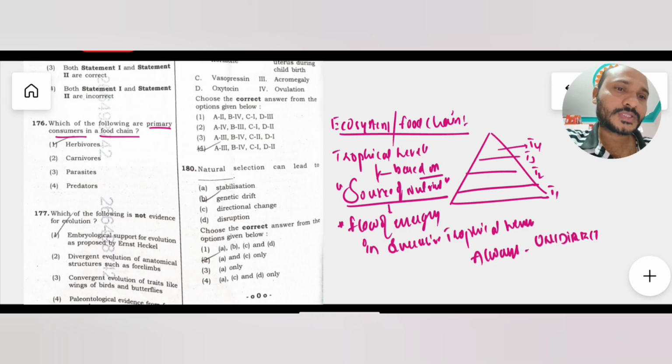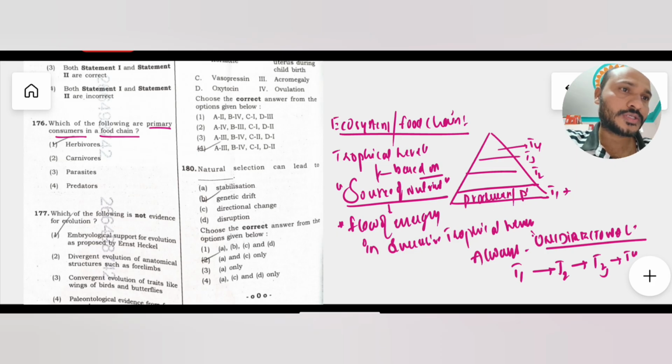Unidirectional means, for example, the flow of energy from trophic level 1 to trophic level 2, then trophic level 2 to trophic level 3, then trophic level 4 only. But it is not bidirectional, only always unidirectional. For example, in trophic level 1 we have producers, which means the plants. The organisms which make their own food are autotrophic organisms, always placed at the bottom of the trophic levels.